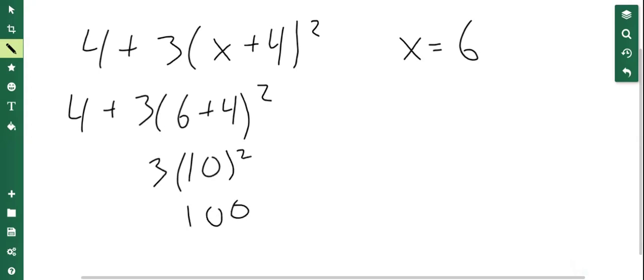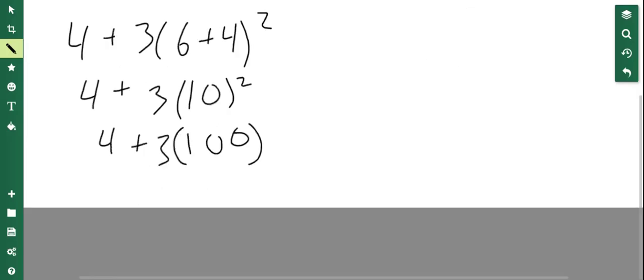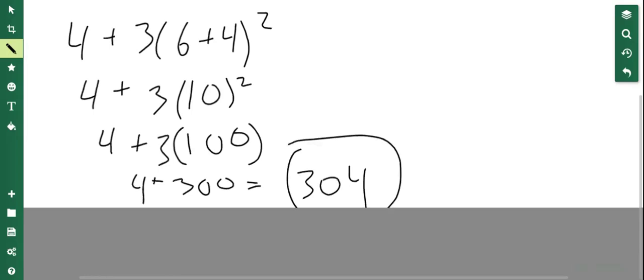Right, we bring down the numbers that were left over. Right, remember, based on PEMDAS, we still have to do multiplication first. So what is 3 times 100? Well, that's 300. And then we add 4, because 4 comes in the end. 300 plus 4 is 304. And that's how we get our answer.